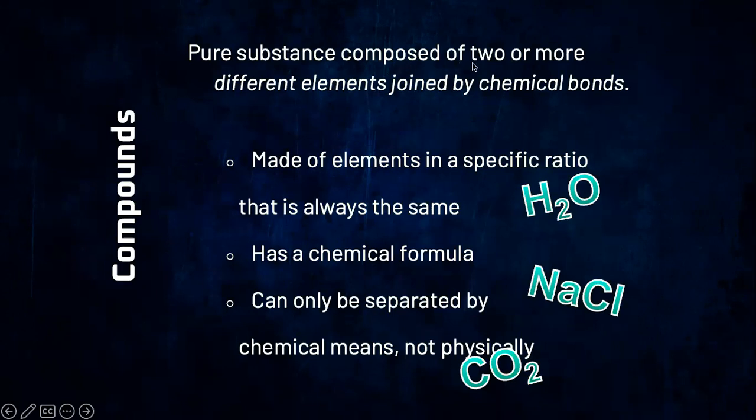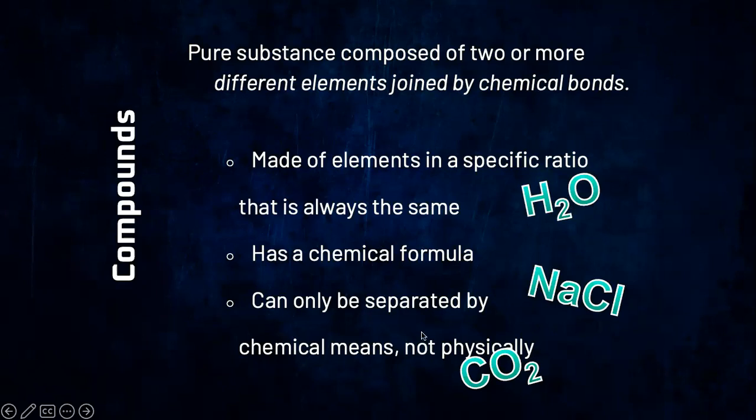A pure substance composed of two or more different elements joined chemically is called a compound. For example, we have H2O, that means two hydrogen plus one oxygen equals water. We have NaCl, one sodium plus one chlorine. Then we have CO2, carbon dioxide, one carbon plus two oxygen equals carbon dioxide, the air we breathe out. So we breathe in oxygen, we give out carbon dioxide.